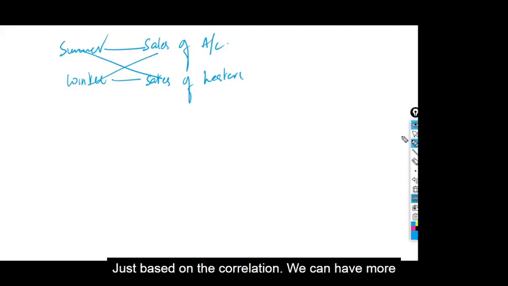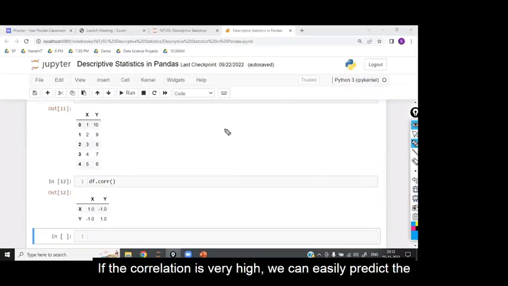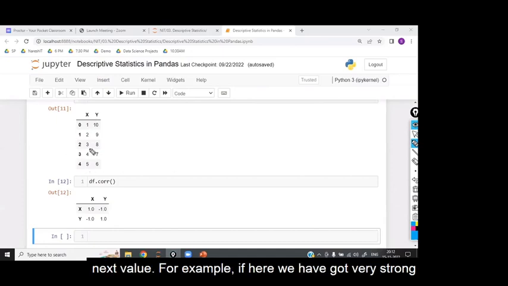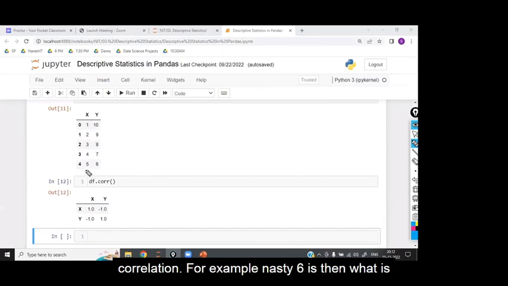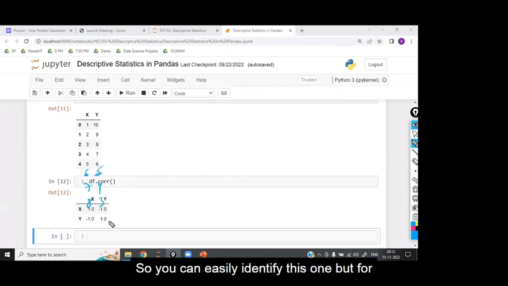Just based on the correlation, we can more easily make the prediction. If the correlation is very high, we can easily predict the next value. For example, with a very strong correlation, if the next one is 6, what is this value? Obviously, it is 5 only. If it is 7, it is this one. If it is 8, it is this one. So you can easily identify it.